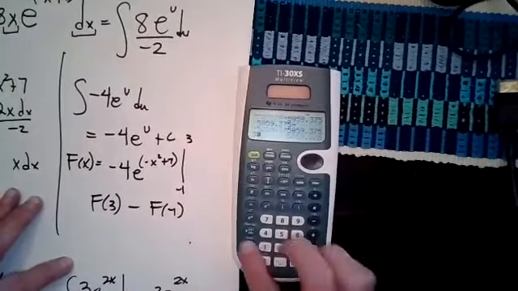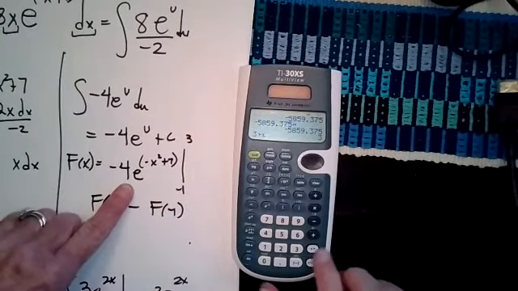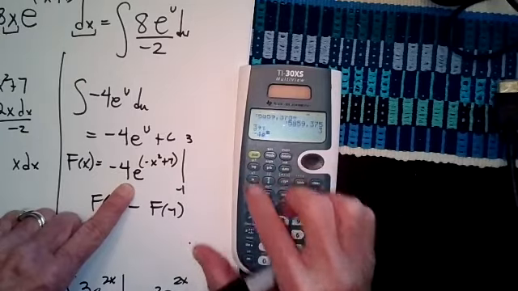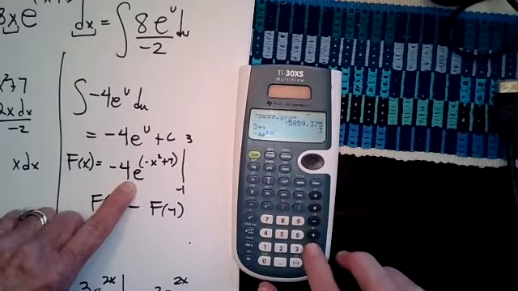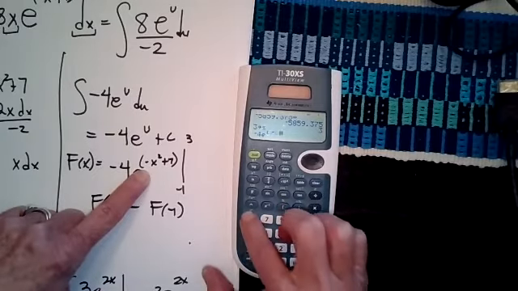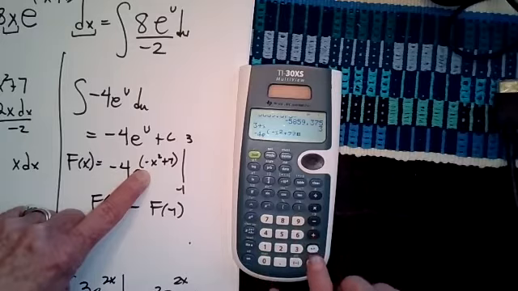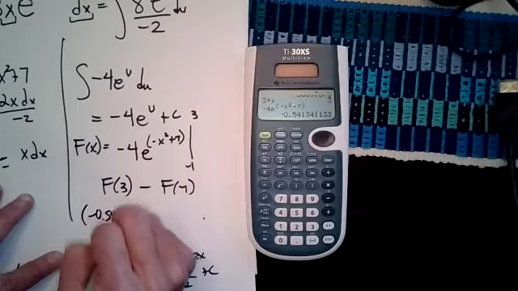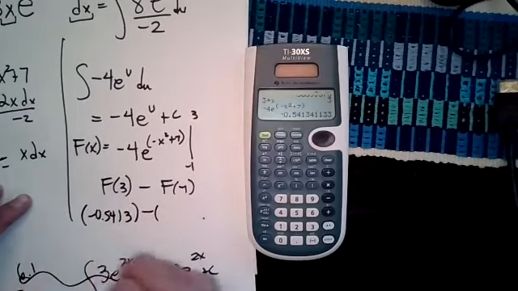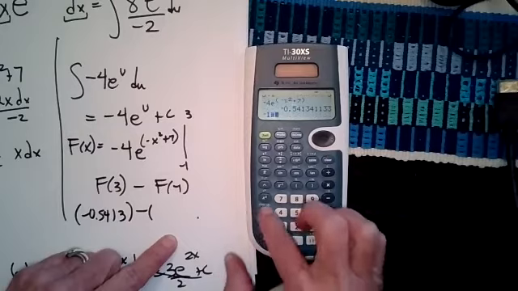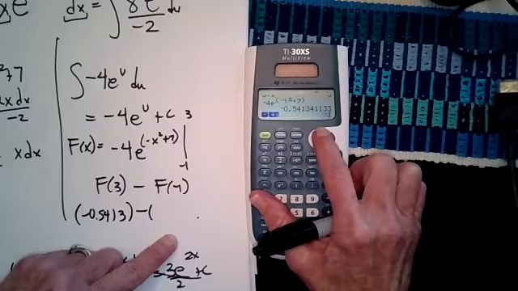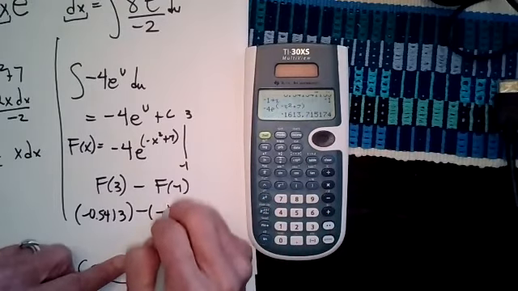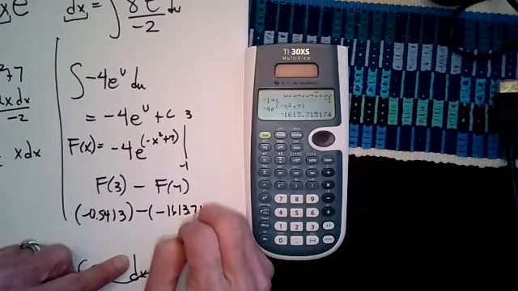So I'm going to do 3 and store for x and enter. I'm going to type in my antiderivative, negative 4, and remember the e is second function ln. Let's use a parenthesis like they do, the negative x squared plus 7. And I close, and I get negative 0.5413. And this was just an example. And negative 1, I store for x, and I go up, and I highlight my antiderivative, and I get negative 1613.715.